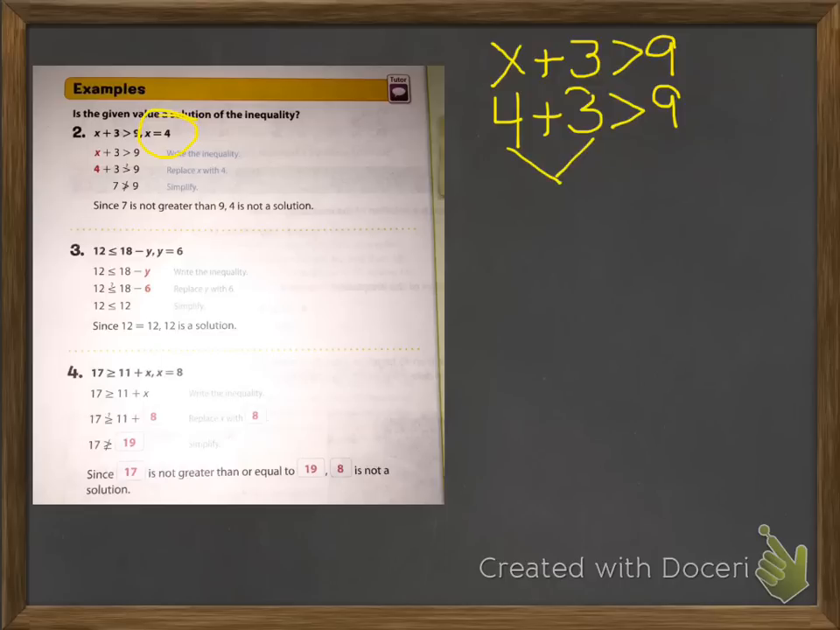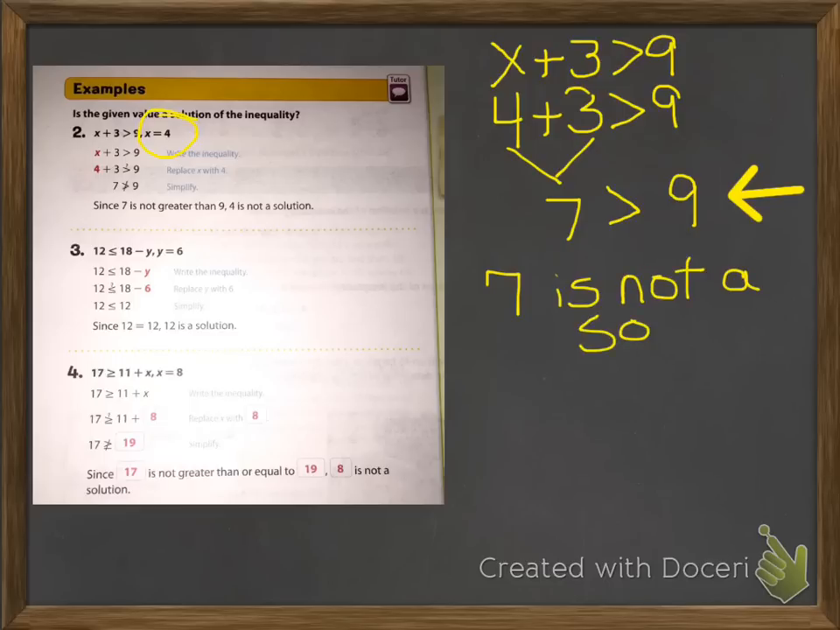4 plus 3 on the left side of my inequality symbol gives me 7, and then I copy down my inequality symbol, and then 9. So this is the part that I'm checking. Is 7 really greater than 9? And actually it is not, so therefore you would tell me that 7 is not a solution.